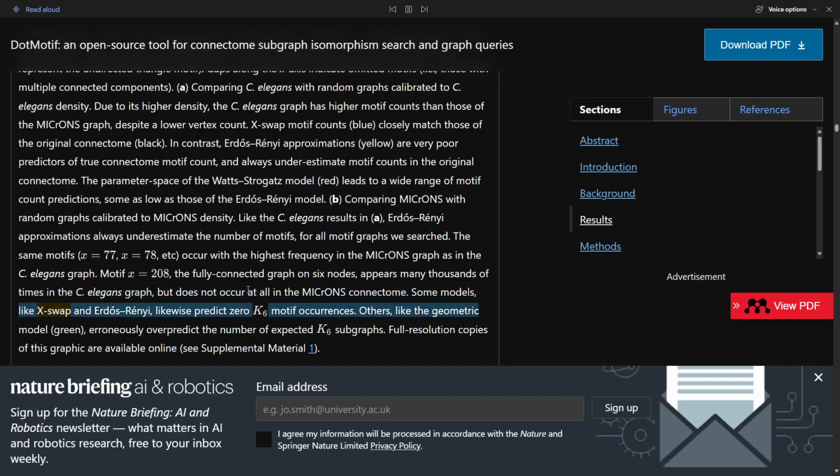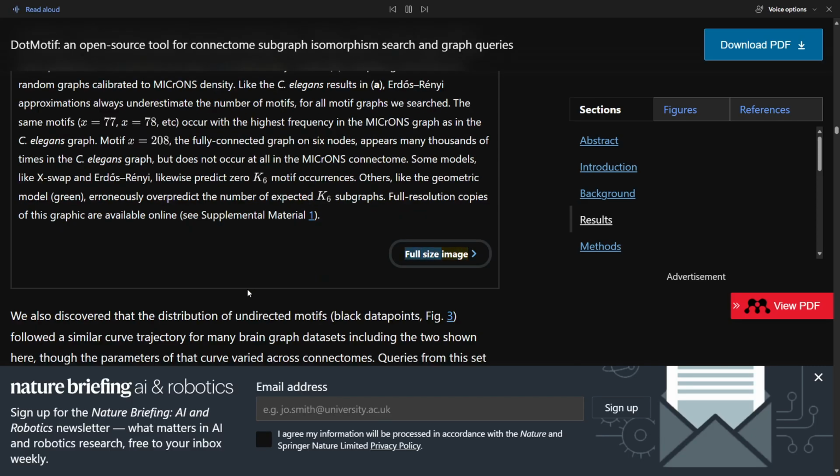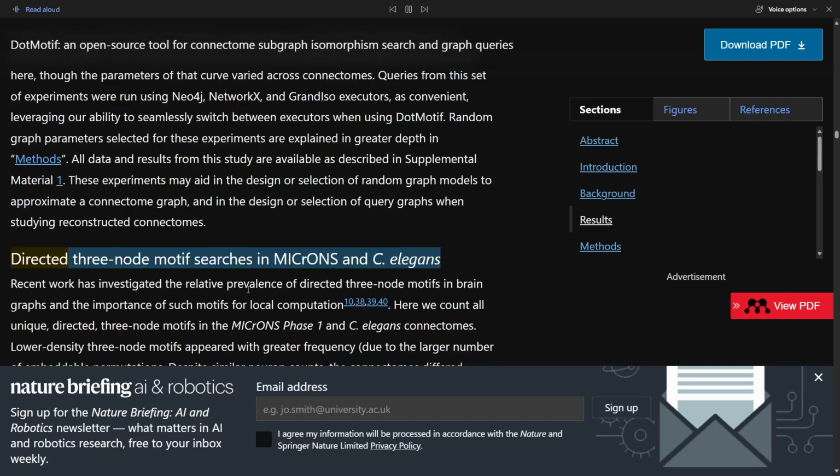Some models, like X-swap and Erdos-Renyi, likewise predict 0 motif occurrences. Others, like the geometric model, green, erroneously over-predict the number of expected subgraphs. Full-resolution copies of this graphic are available online. See Supplemental Material 1. Full-size image. Directed 3-node motif searches in MICrONS and C. elegans.